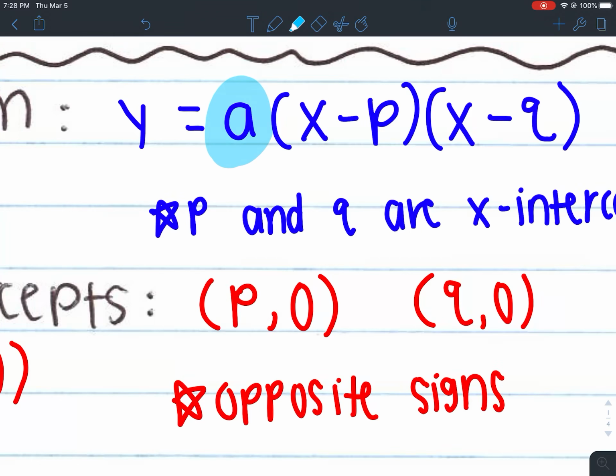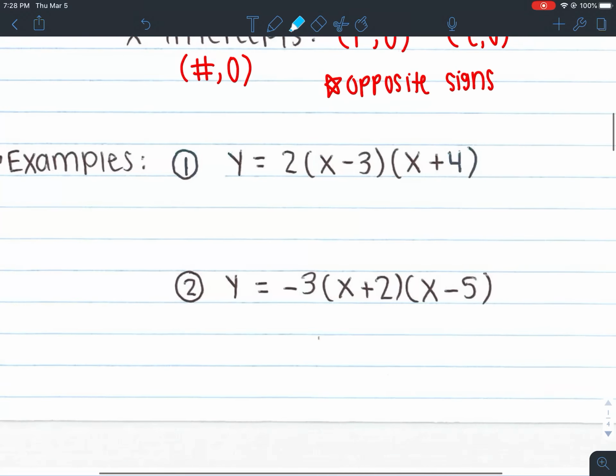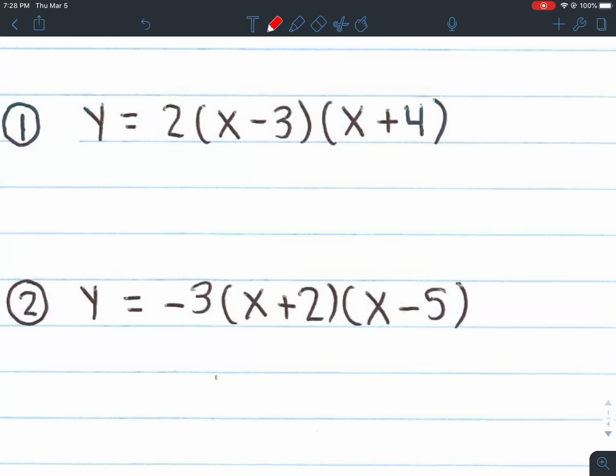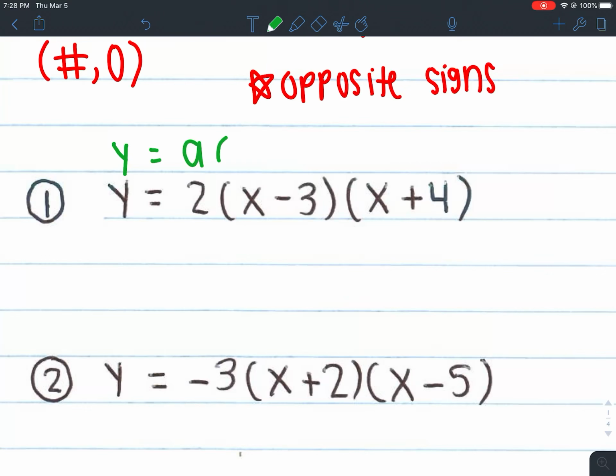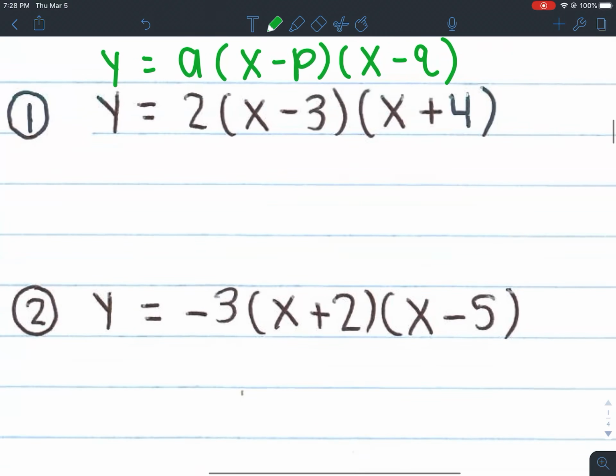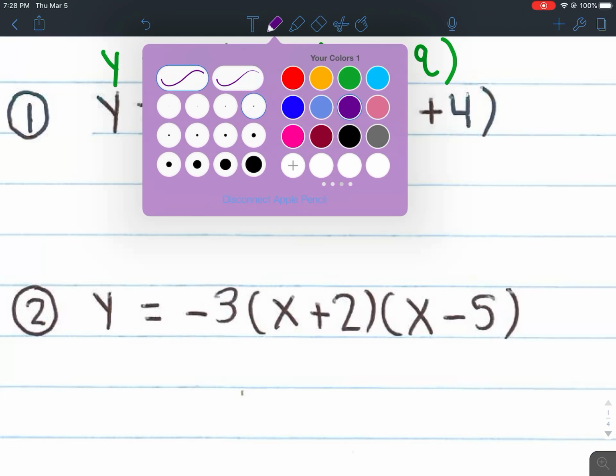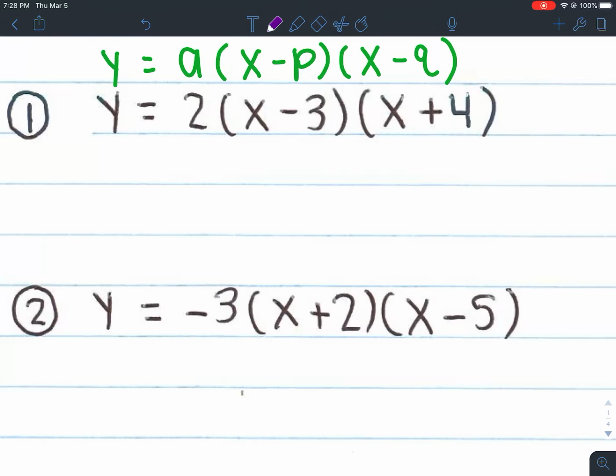Notice how there's also an A here. A is going to be the same in all three forms: in standard form, in vertex form, and in intercept form. Okay, so examples here. What is my A value here? Now remember, intercept form is y equals A, parentheses x minus p, and x minus q. Well, what's my A value here? It is positive 2. So does my parabola open up or open down? This is going to open up because A is positive.